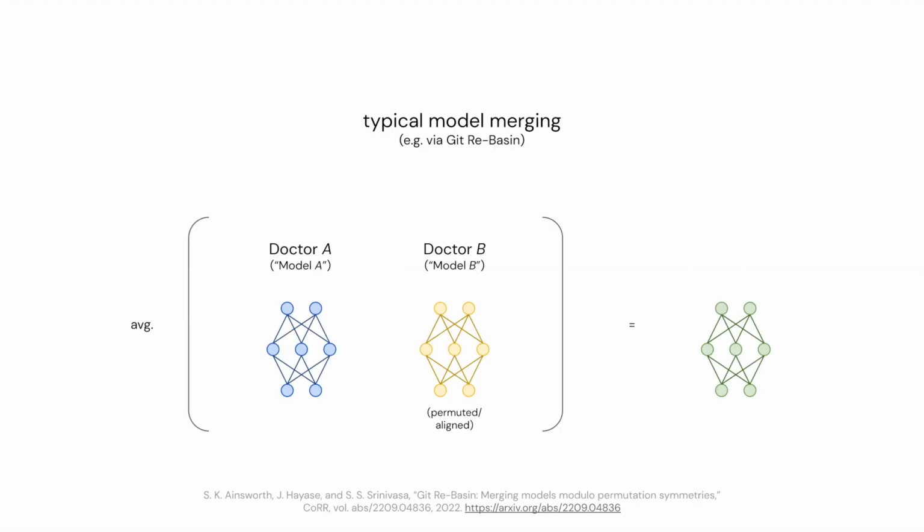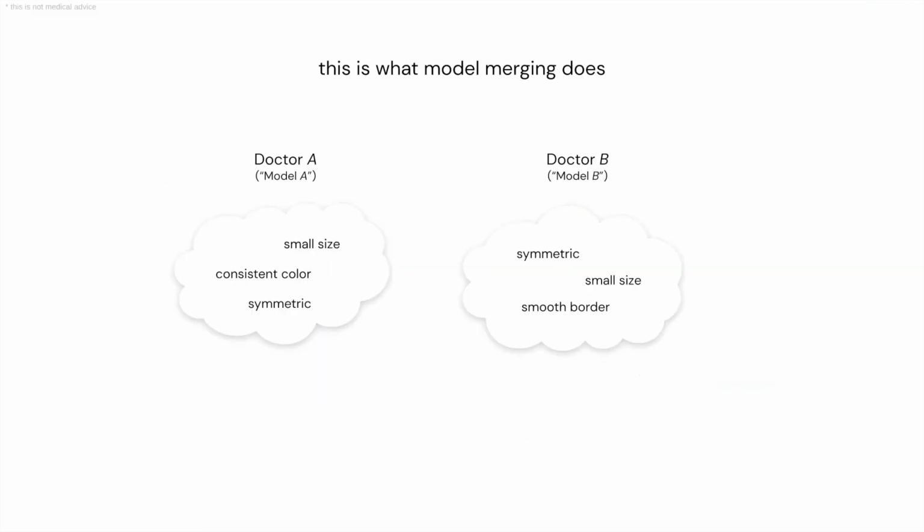So thinking back to the doctor example, you could just take both models and merge them, but this is somewhat problematic. And maybe some insight as to why this might happen.